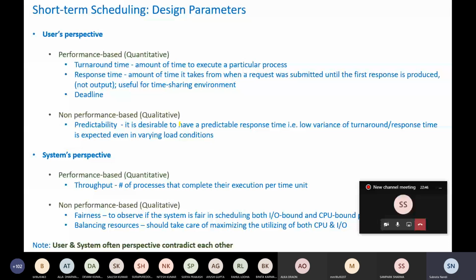So to do that, these are the design parameters. There are different parameters which are broadly classified as based on the user's perspective and based on the system's perspective. User's perspective means those parameters are trying to maximize or optimize some of the parameters which are of interest to the specific user. The other part consists of parameters from the system's perspective, where the overall system's performance is affected or optimized.